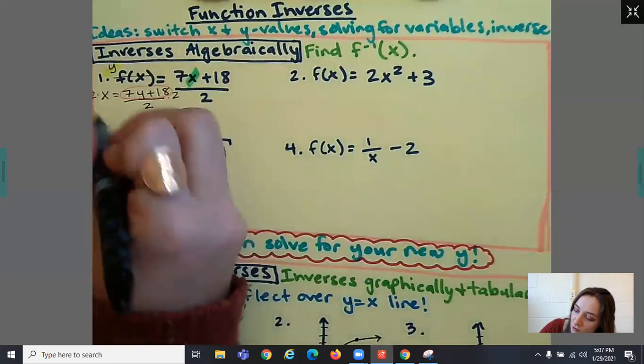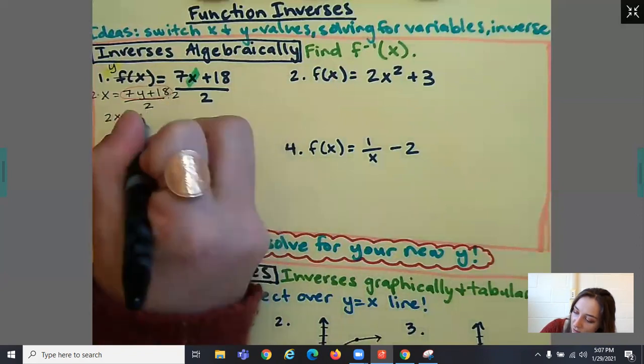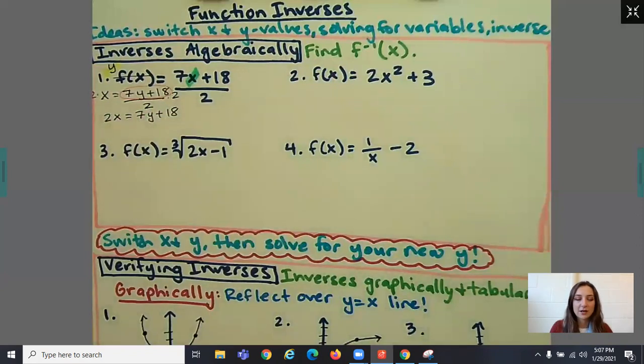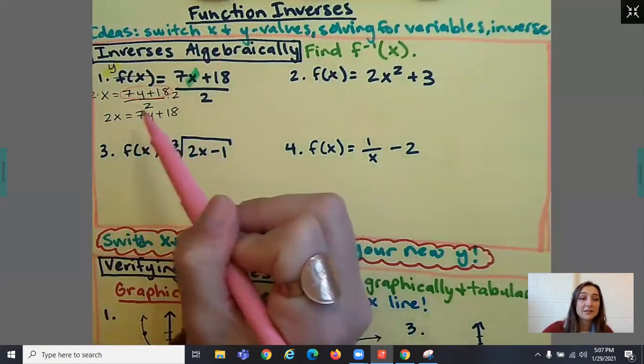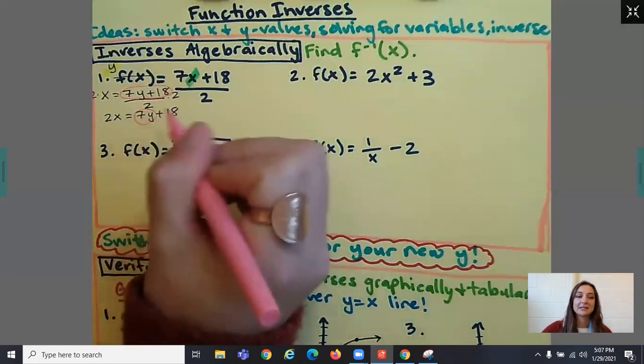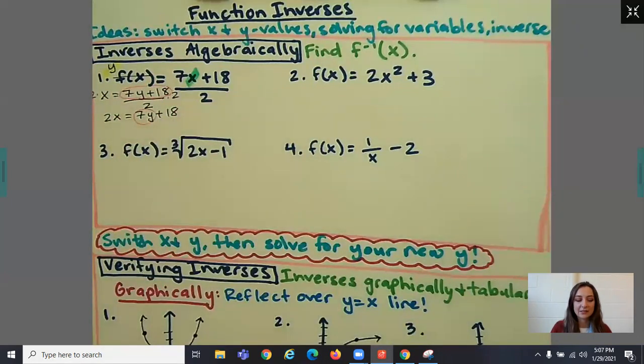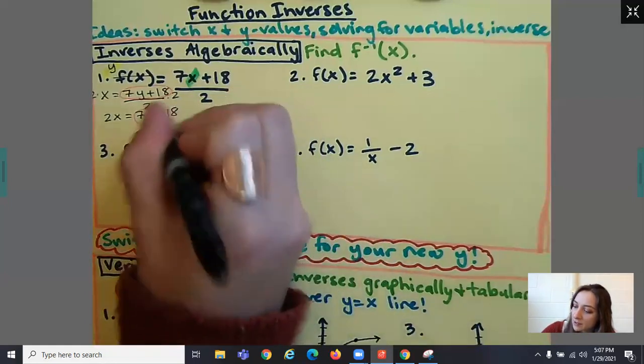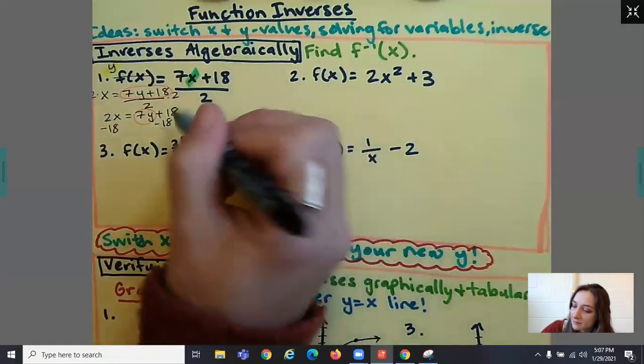2 times x is just 2x. So we're going to get 2x equals 7y plus 18. Now, still trying to get to that y, 7 is being multiplied by y, but 7y is having 18 added to it. So I need to get rid of that 18 now. The opposite of adding 18 is subtracting 18, so I'm going to subtract 18 from both sides.